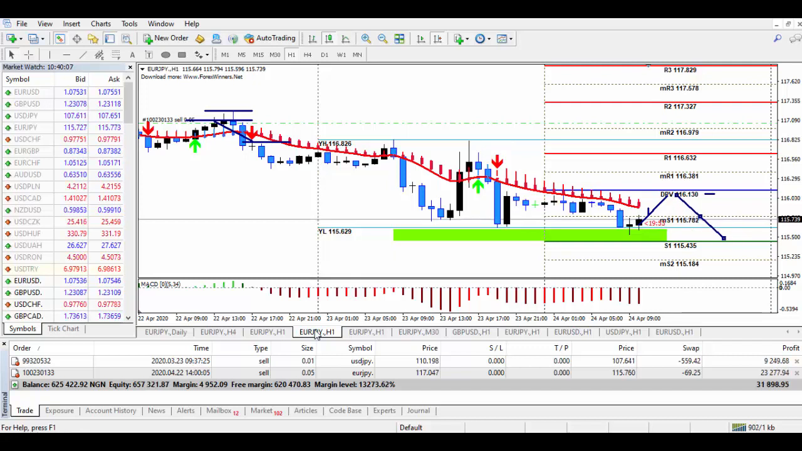Okay, so these are the trading opportunities we are looking at on Euro JPY for the 24th of April 2020.